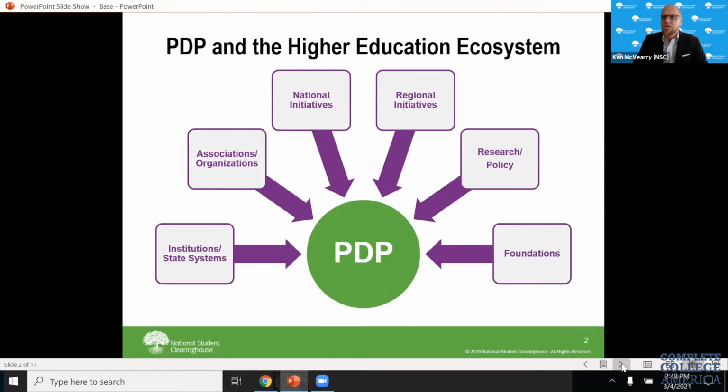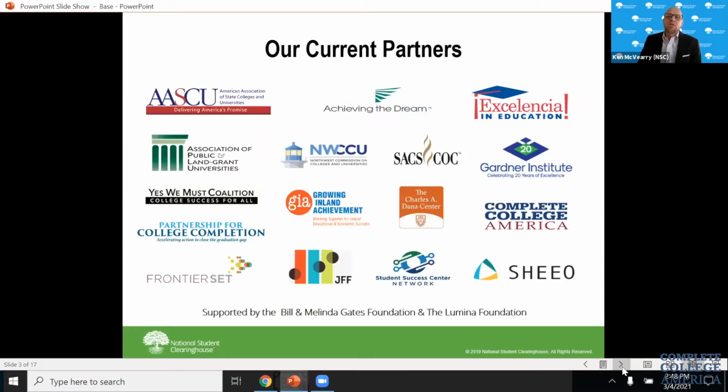So we've got institutions and state systems involved, various associations and organizations, both national and regional student success initiatives, research policy groups, and foundations, all of whom are really vested in moving the needle around student success and improved outcomes. What you see on your screen currently is a list of our current partners. And when we say Postsecondary Data Partnership, that's what we mean, that this is a partnership, not just with the institutions, but also with these various entities like SACSCOC, and Complete College America on the call today.